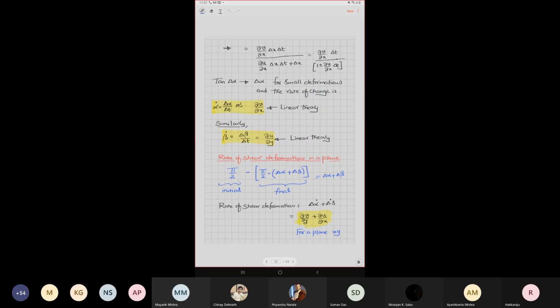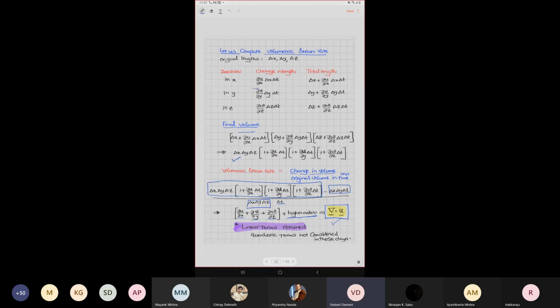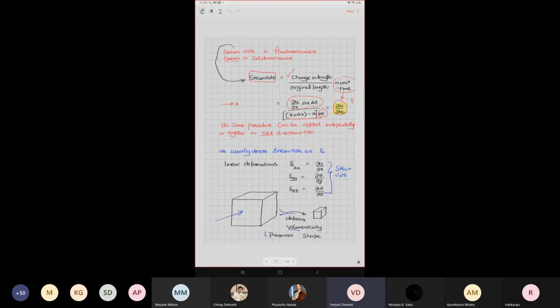Yes, sir. Sir, what did you tell about the preserved shape part? All the XYZ directions need to be equal. If they are equal, they will be achieved only by your pressure terms.